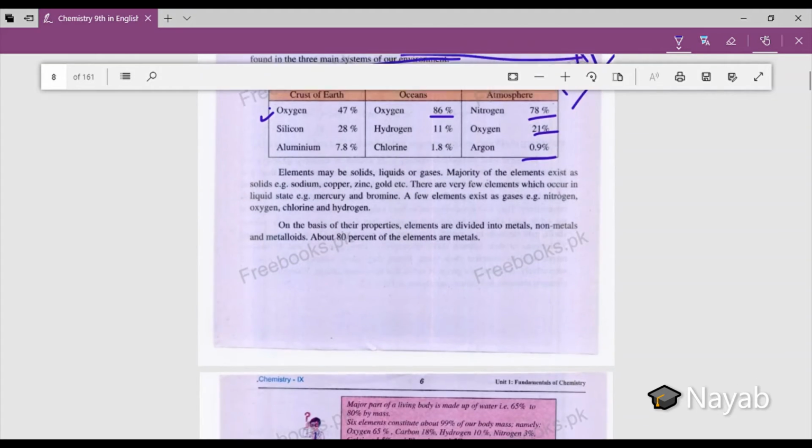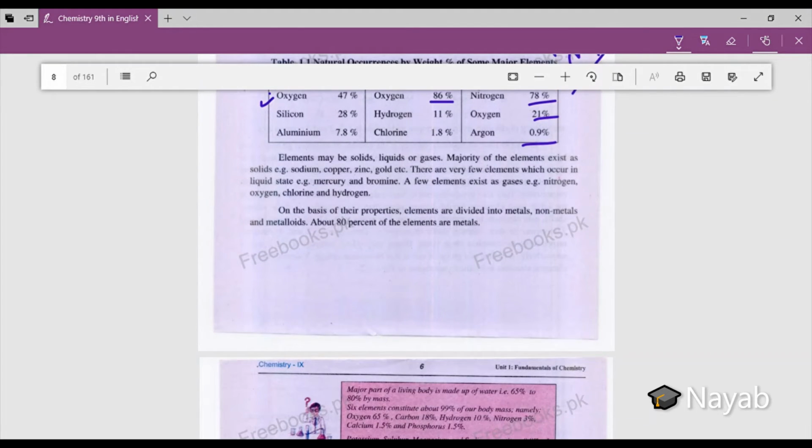We already learned that elements may be solid, liquid, or gases. Now we discuss the elements in different states. The majority of elements exist as solids, for example sodium, copper, zinc, gold. Very few elements occur in a liquid state, like mercury and bromine. Mercury is present in a thermometer also. So these are the elements that are present in a liquid state.